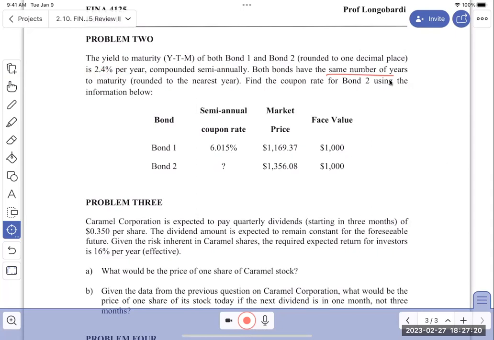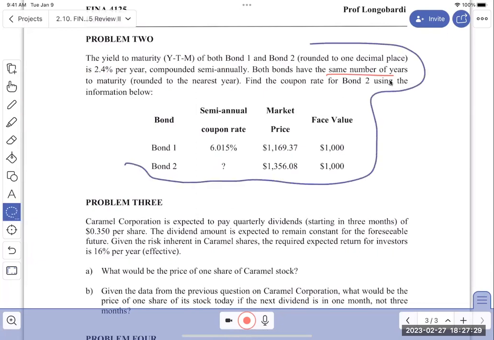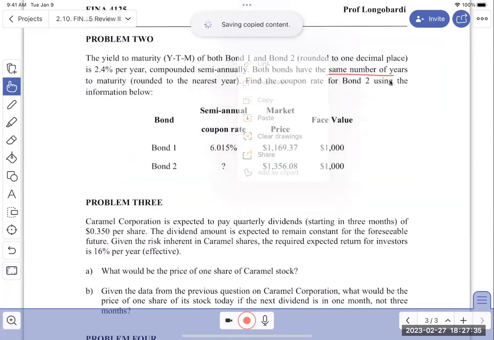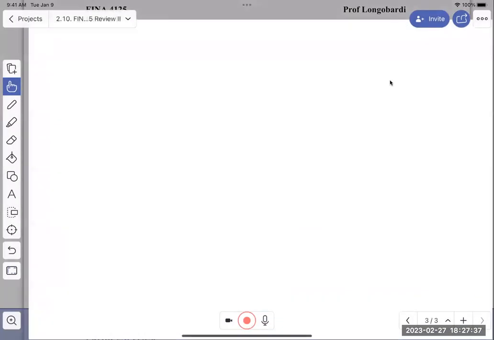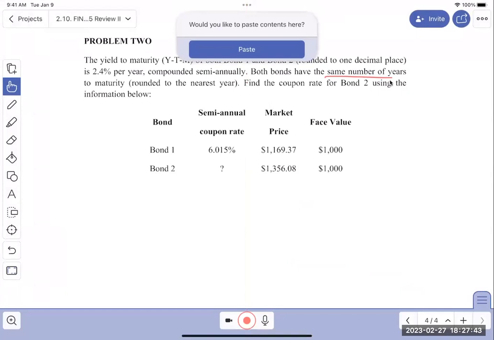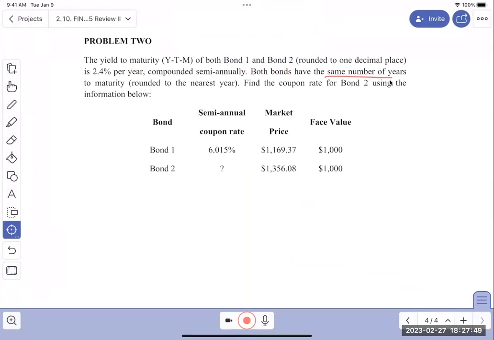So where did you start? Okay, so to me, I would start by doing the semi-annual coupon rate. It's divided by two, since right now it's semi-annual. Everything that we need for our values on the problem needs to be in the same terms. We have the coupon rate, which is 6.015, and you have to divide it by two, and the 2.4, which is per year compounded semi-annually, divided by two as well, because we want the same number for both bond one and bond two.